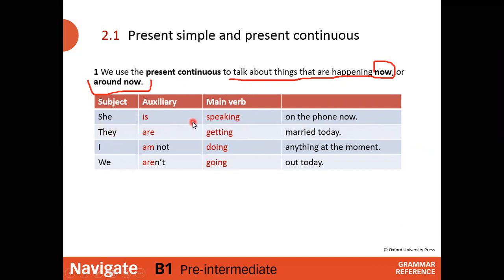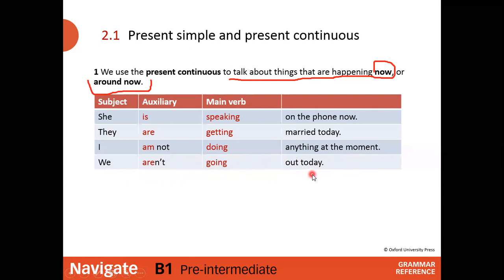Today they are getting married. They have invited some guests. They have the place where the reception is going to be, and so on. Next, I'm not doing anything at the moment. So this sentence is an action that is happening now. And here you can see am not and doing again. And we aren't going out today.